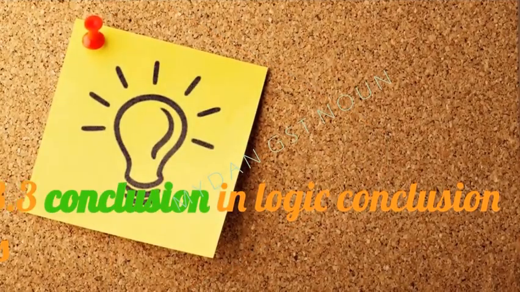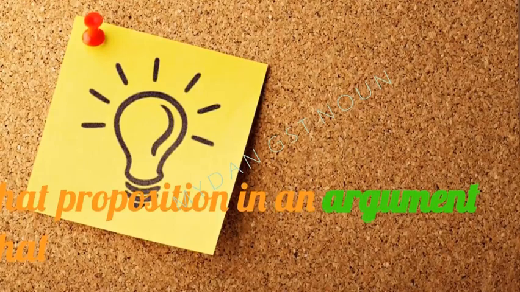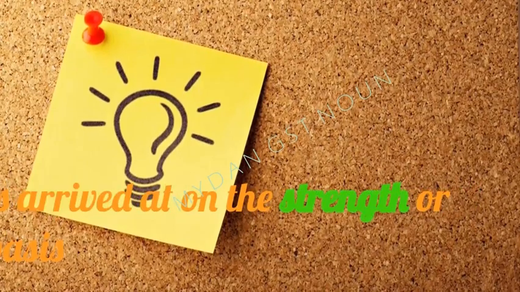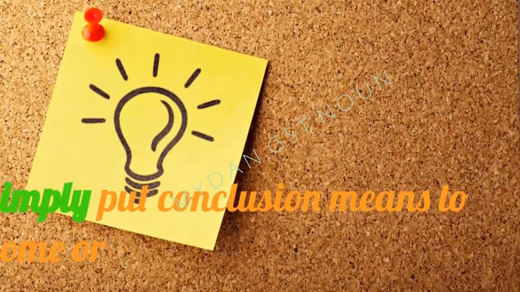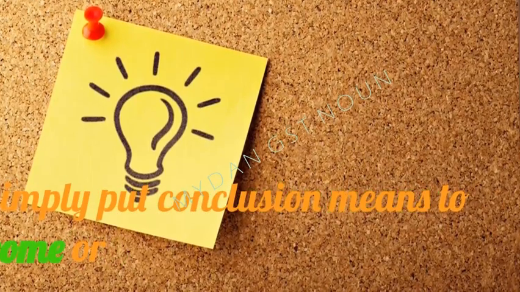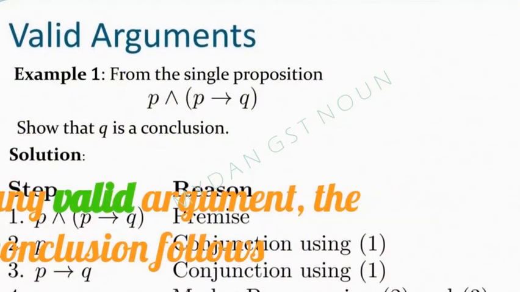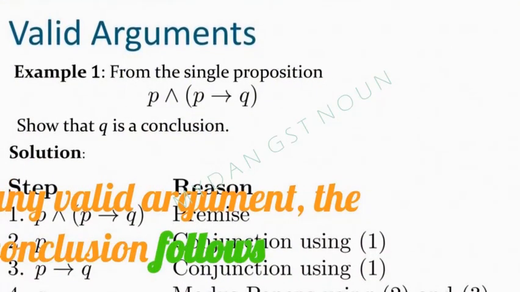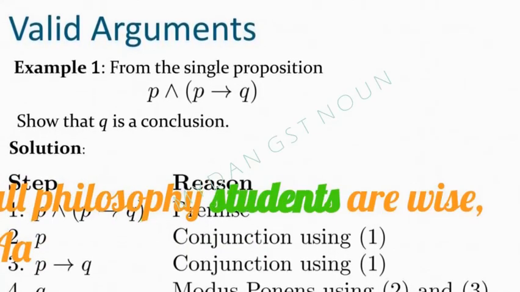3.3. Conclusion. In logic, conclusion is that proposition, in an argument, that is arrived at on the strength or basis of the information provided by the premises. Simply put, conclusion means to come or bring to an end. You should always remember that in any valid argument, the conclusion follows from the premises. For instance, 1. All philosophy students are wise.